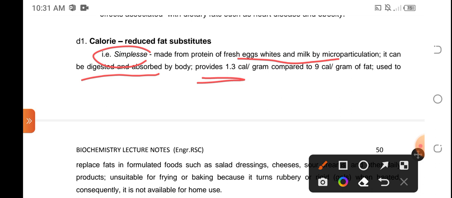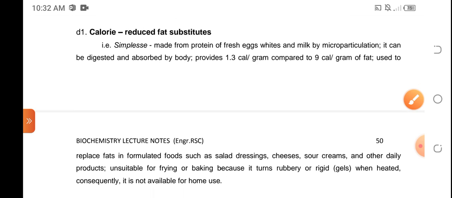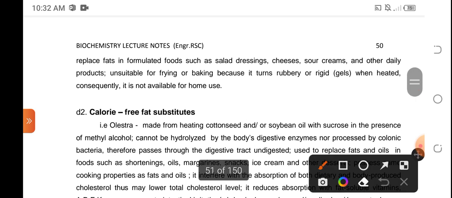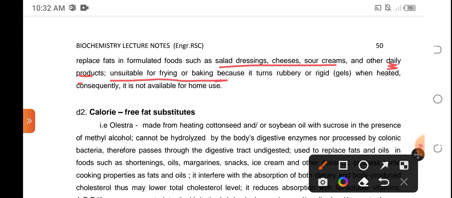So this Simplis is used as a replacement for fats in formulated foods such as salad dressings, cheese, sour cream, and other dairy products. Okay, so however, this Simplis is not suitable for frying or baking kasi nga it turns rubbery or rigid, or it forms gel when heated.